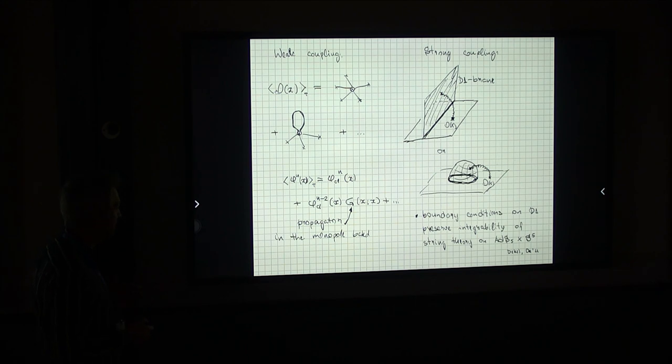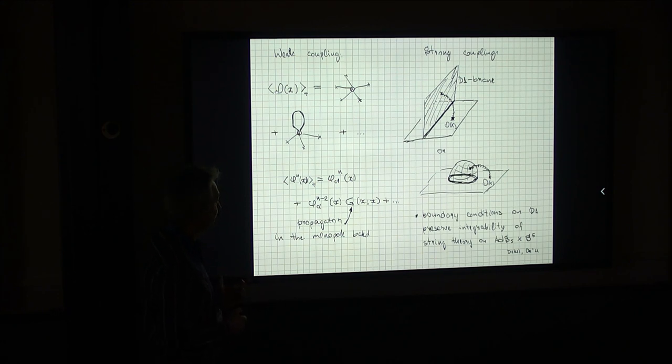So at weak coupling, we need to compute, the leading order will be just the monopole field substituted for all fields in the operator. At one loop, we will need to connect the fields by a propagator, which is given by expanding this in modes.